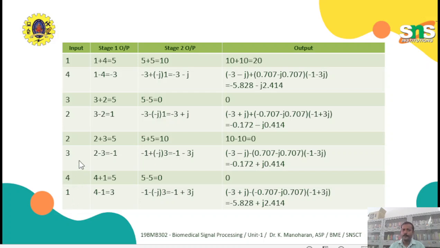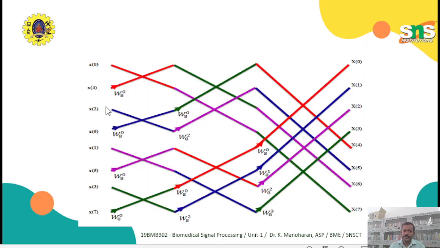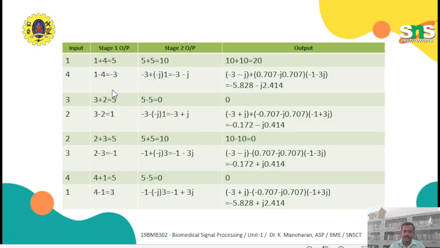Now we can compute the stage results. In the actual DIT algorithm, first we take the twiddle factor, multiply it with the input, add it for the upper leaf and subtract it for the lower leaf. The first two inputs are 1 and 4. The twiddle factor W8^0 is 1, so 4 into 1 will be 4 only. Add the values and subtract them: 1 plus 4 equals 5, and 1 minus 4 equals minus 3.